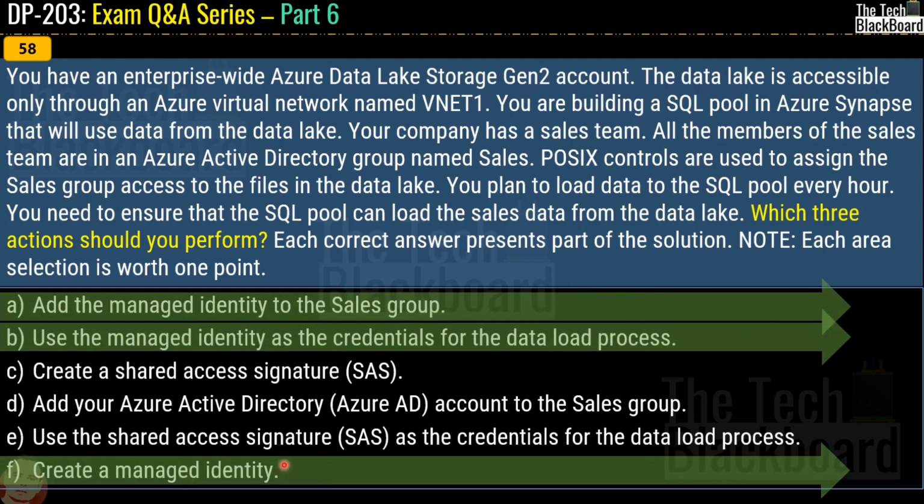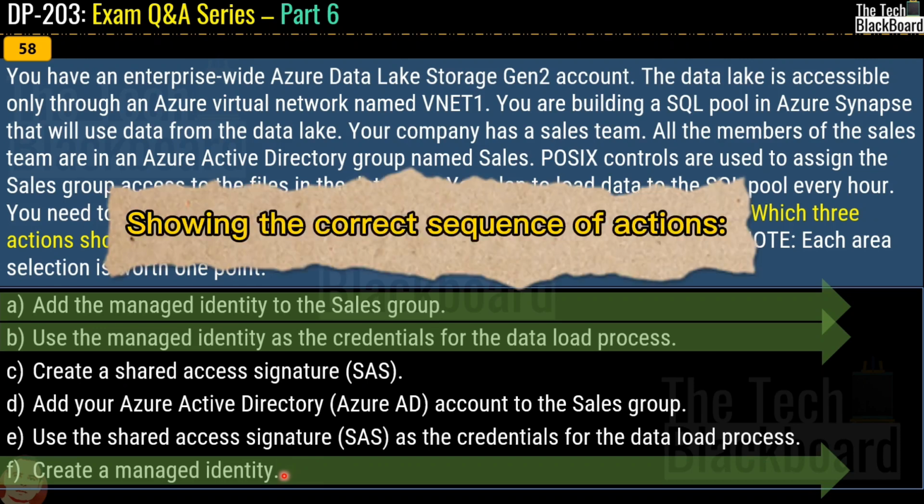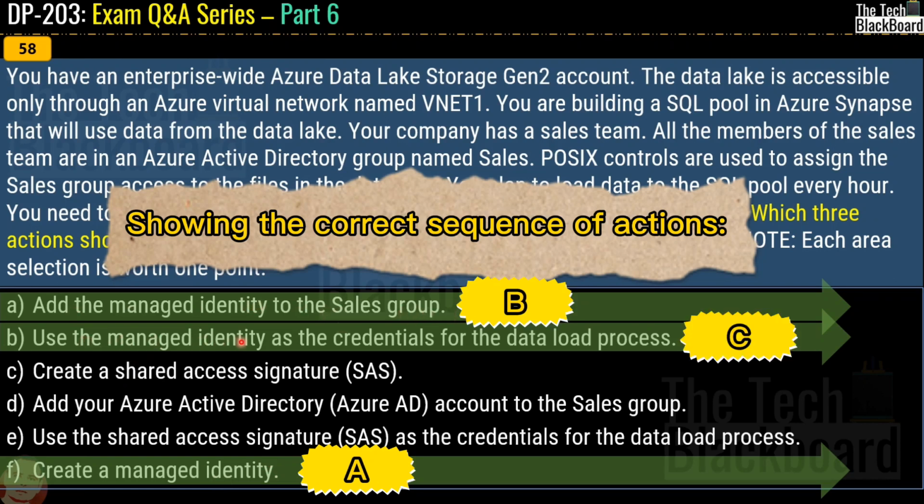Now friends, here I want to stress one more important aspect of this question. In the real exam, Microsoft can change the question and they can also ask you to order the actions in the correct sequence. So let me give you the correct sequence. The first action that you need to perform is create a managed identity. The second action would be add the managed identity to the sales group. And the third action would be use the managed identity as the credentials for the data load process. So this is the correct sequence of the actions that you need to perform. Keep the sequence of the actions also in your mind.